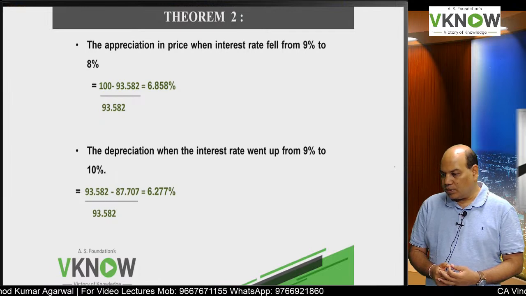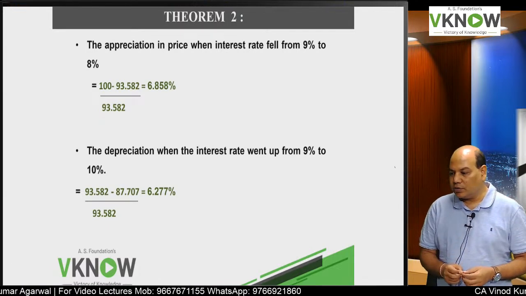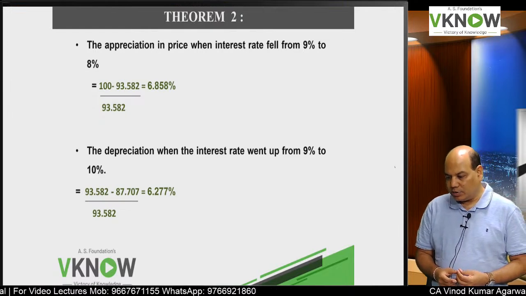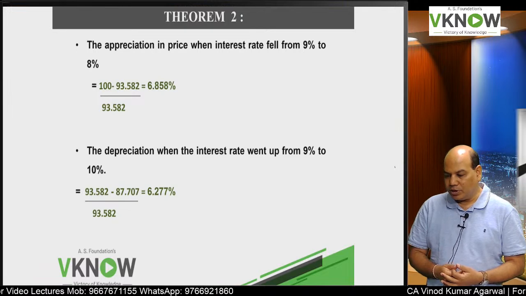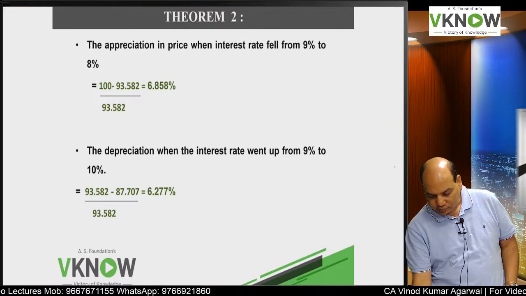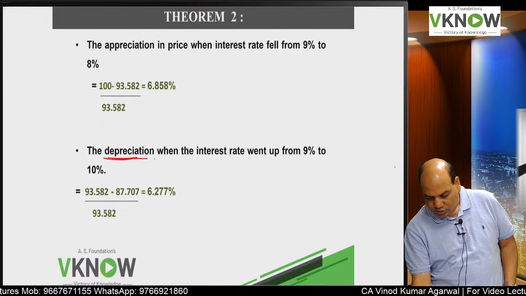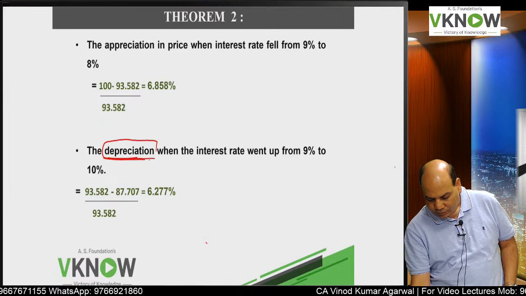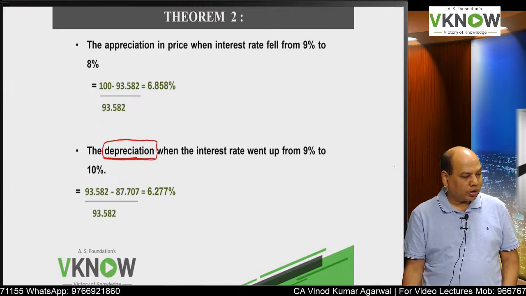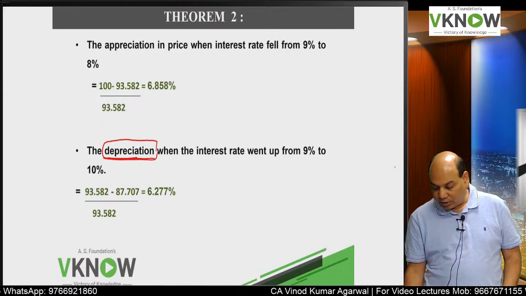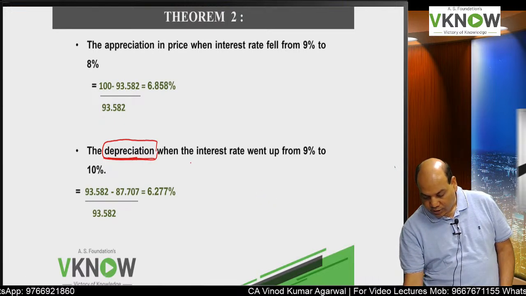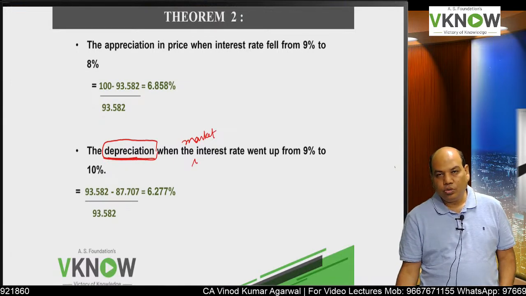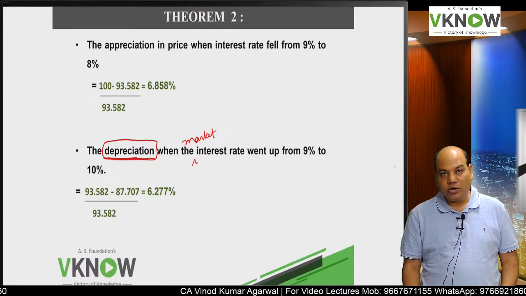So check whether you are getting 6.858%. And now we'll also see depreciation. Depreciation means decline. So you can just write in bracket decline. Depreciation or decline when the market interest rate goes up from 9% to 10%.